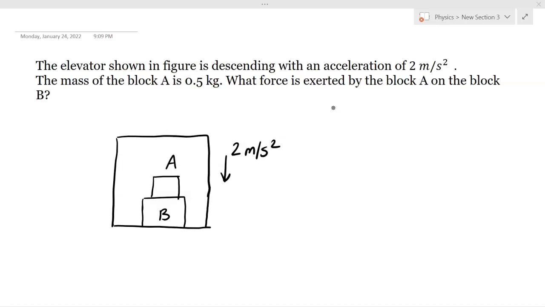The elevator shown in the figure is descending with an acceleration of 2 m/s². The mass of the block A is 0.5 kg. What force is exerted by the block A on the block B?